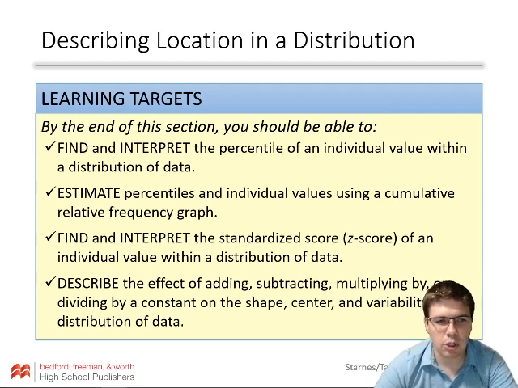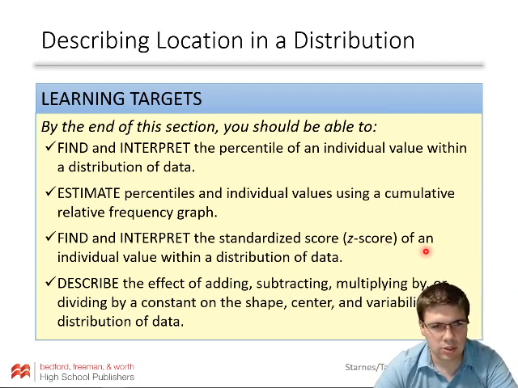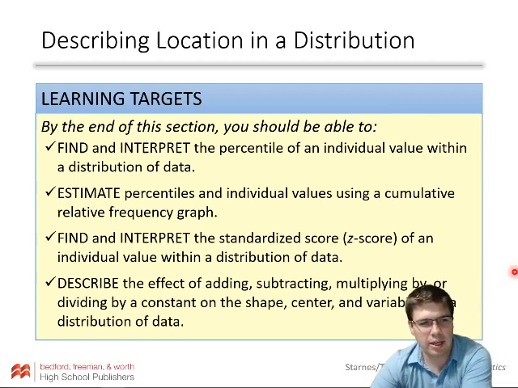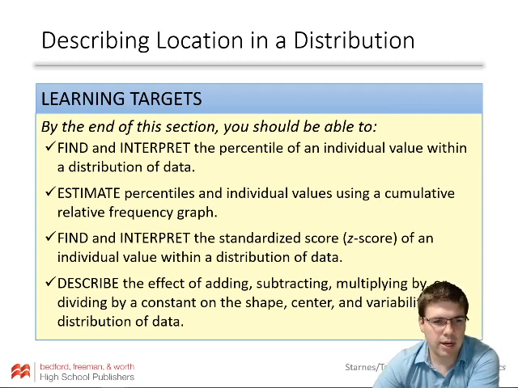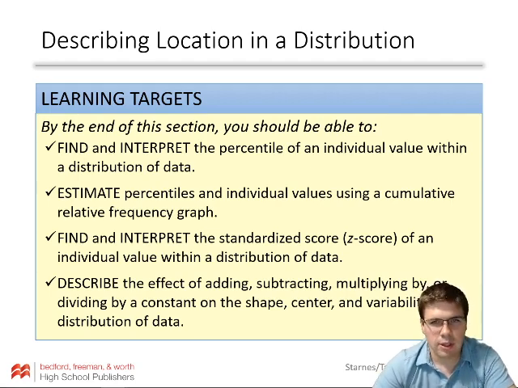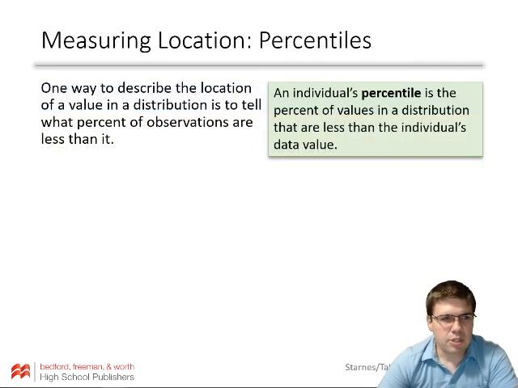We'll find and interpret the standardized score, the z-score, of an individual value within a distribution of data, and describe the effect of adding, subtracting, multiplying by, or dividing by a constant on the shape, center, and variability of a distribution of data. So first things first, percentiles.